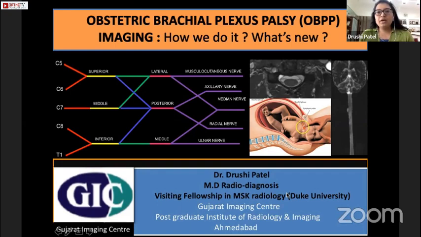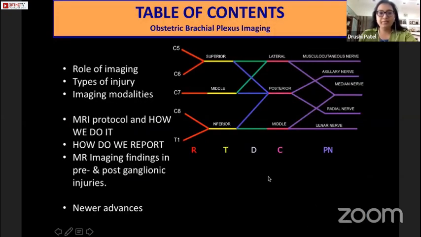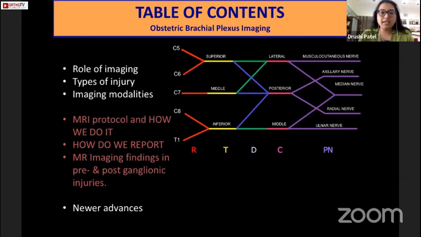So I'm going to talk about brachial plexus imaging and the imaging modalities that are there. As you know, the brachial plexus is formed by the ventral rami of C5 to D1 nerve roots, and it divides into trunks, divisions, cords, and peripheral nerves. We'll have a look at the role of imaging, the types of injuries, imaging modalities, and touch upon the MRI protocol, how we do it, how we report these scans, and the spectrum of MR imaging findings in preganglionic and postganglionic injuries.